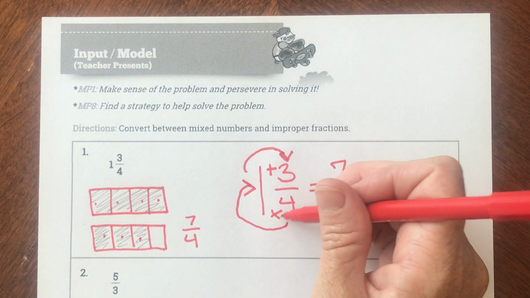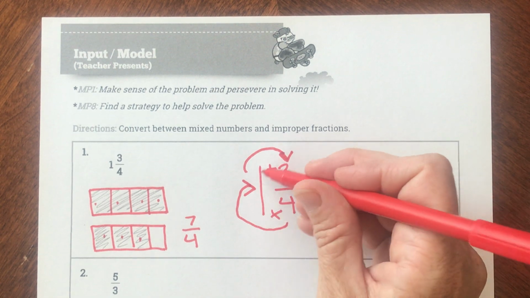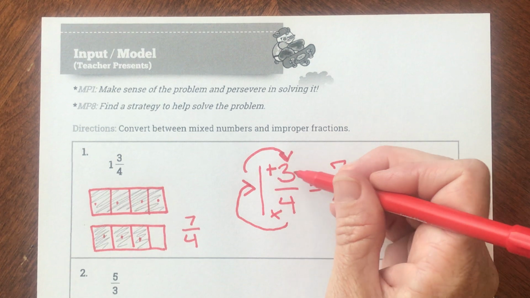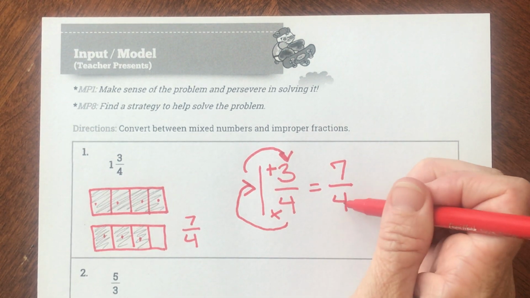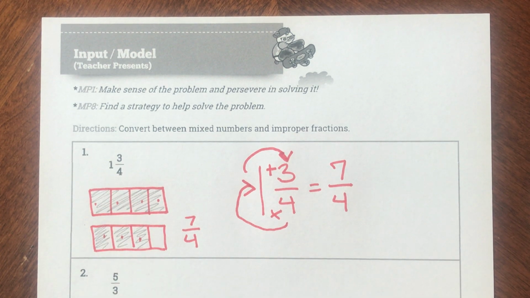So I start here with the 4 and I go times, plus. It's kind of just remembering this pattern: 4 times 1 is 4, plus 3 is 7, and then your denominator stays the same. And that way I don't have to draw a picture each time.